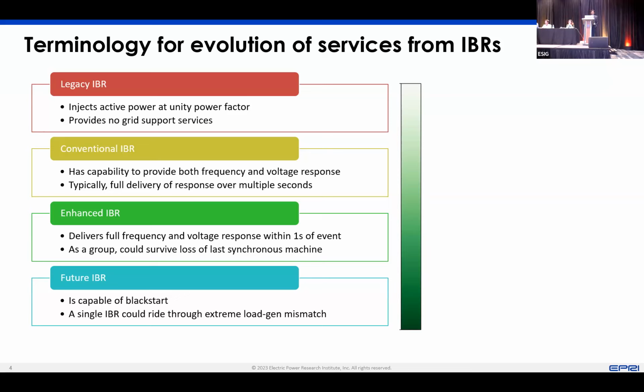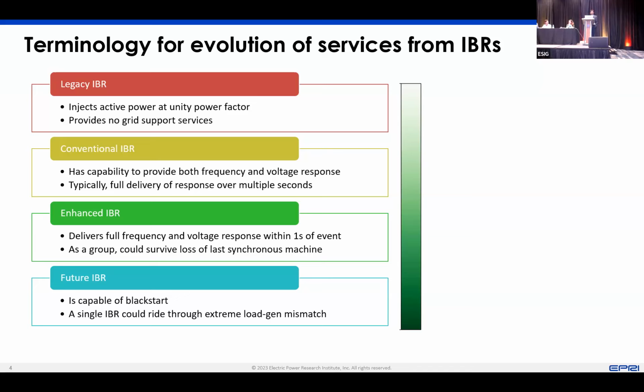So you go from the top end where you have what would be legacy inverter-based resources that had only active power injection and no reactive power contribution, essentially unity power factor operation, no grid services, and so on. That would be, in my frame of mind, our quintessential grid following. They don't do anything else for the network. They just inject active power.